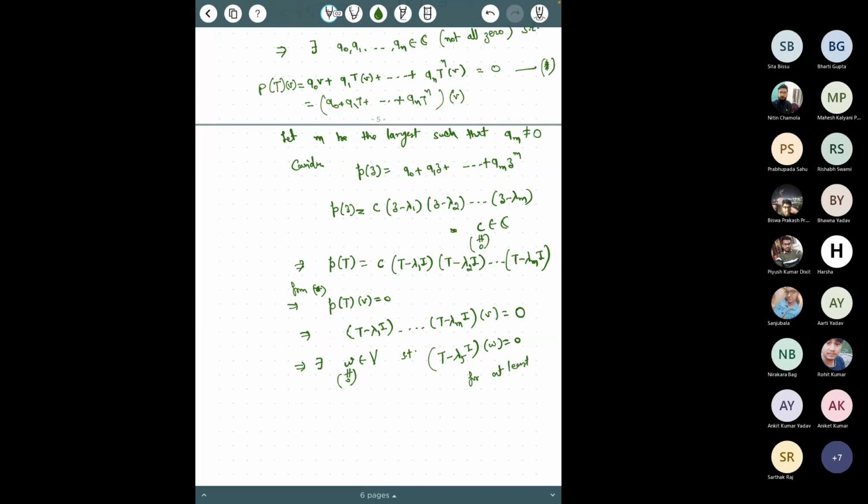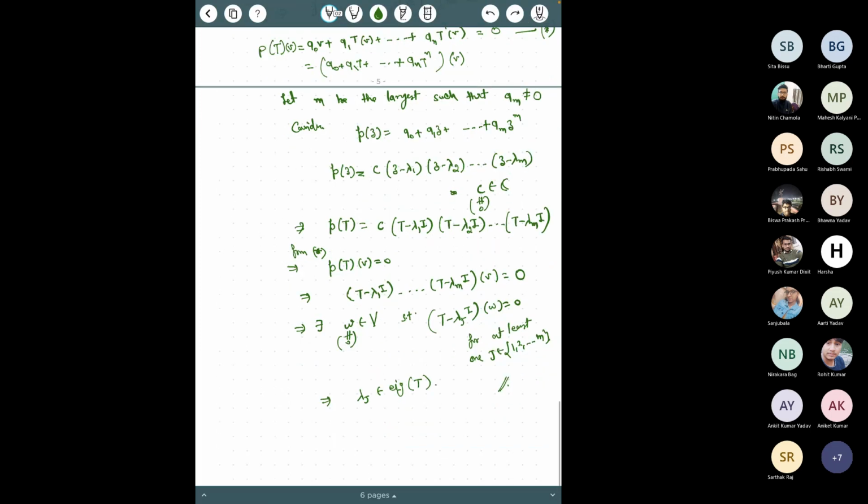Is there any doubt in the proof? Is it okay? Sir, it will be exactly 1, right? From here you can say not exactly one, but at least one. That is what we are trying to prove here.